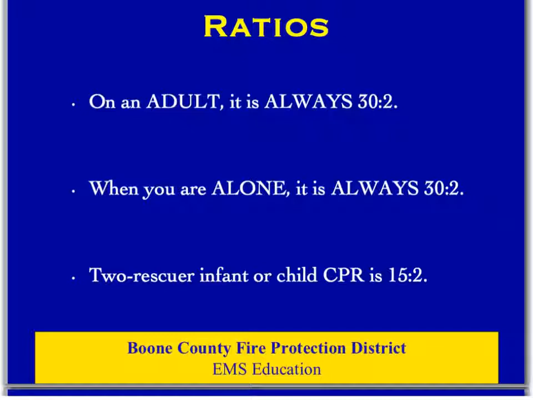The ratio of compressions to breaths is sometimes confusing. I'll try to give you a couple of things to remember here and try to reduce the confusion. On an adult, it's always 30-2. Doesn't matter how many of you are working it. When you're by yourself, it's always 30-2. The only time it would be 15-2 is when there are 2 of you working a pediatric patient, an infant or a child.